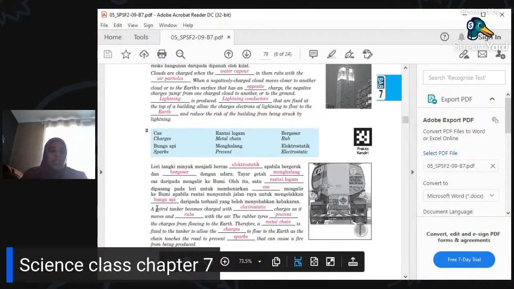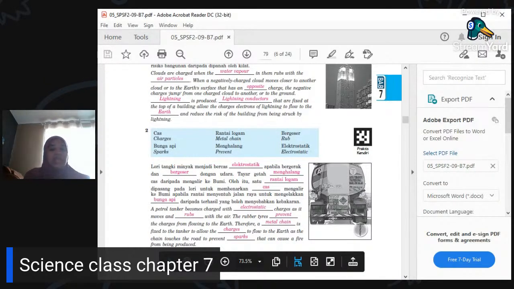Okay, number two. We look at the petrol tanker. It becomes charged with electrostatic charges as it moves and rubs with the air. A rubber tire prevents the charges from flowing to the earth. Therefore, a metal chain is fixed to the tanker to allow the charges to flow to the earth as it touches the road and prevents sparks that can cause a fire from being produced.